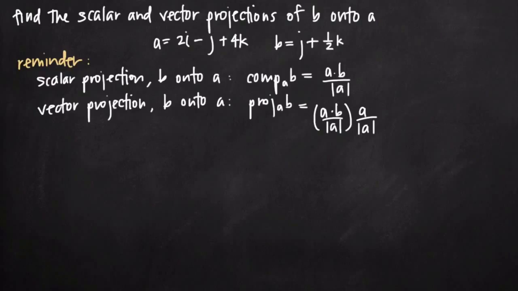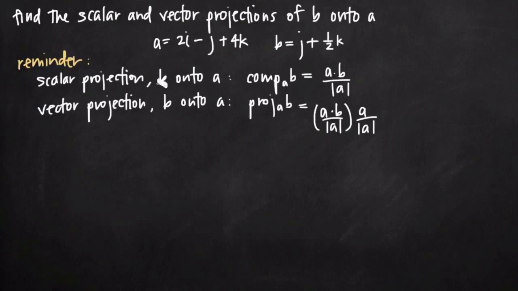Today we're going to be talking about how to find the scalar and vector projections of the vector b onto the vector a. So the scalar projection of b onto a and the vector projection of b onto a. In this particular problem, we've been given two vectors. One is the vector a, which is 2i minus j plus 4k. The other is the vector b, which is equal to j plus 1/2 k.